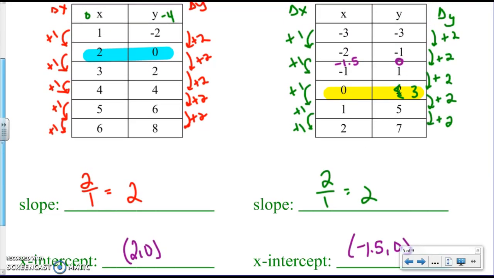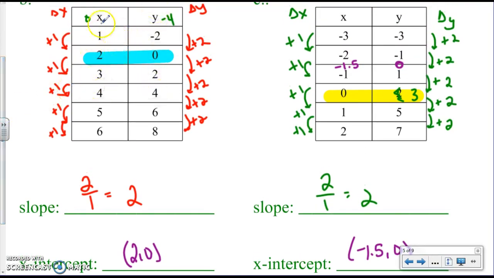Okay, so both of these are a little bit trickier. You need to continue your patterns either way to make sure you find your x and y intercept. And then in the second one, my 0 doesn't show up in my table. I can actually kind of approximate where that would show up. So I know 0 is between -1 and 1, so I put it there. And my value between -1 and -2 is -1.5.